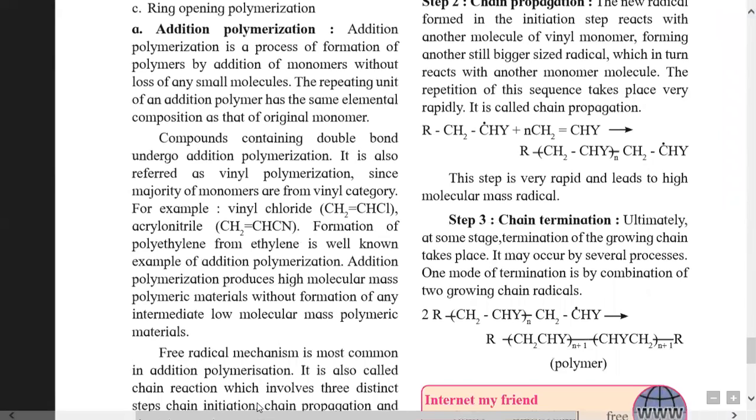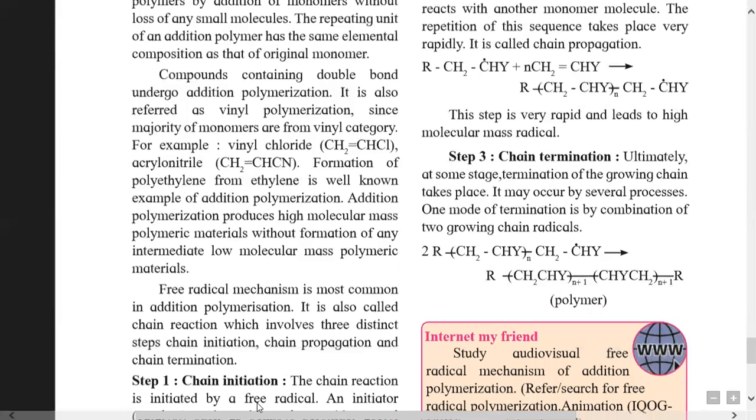First is addition polymerization. What is addition polymerization? In this process, the formation of polymers by addition of monomers without loss of any small molecules, just these monomers join together, repeating unit take place, and addition has the same elemental composition present in the original monomer.